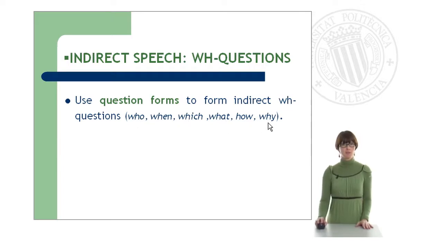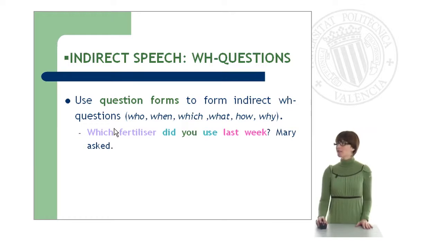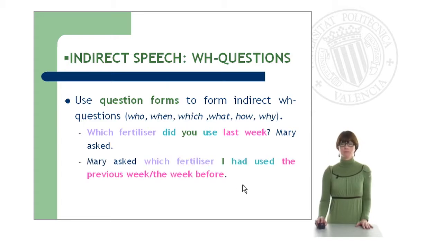Let's have a look at the example on the screen. Which fertilizer did you use last week? Mary asked. In this case, this sentence uses a WH word, which is which. So, if we transform this into indirect speech, this is the result. Mary asked which fertilizer I had used the previous week, the week before.